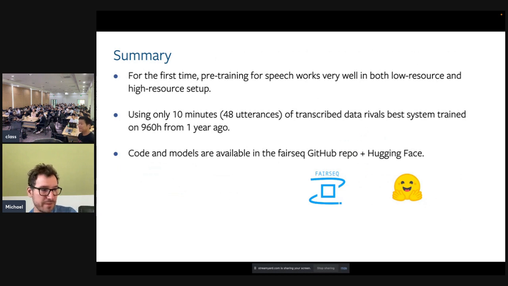And if you're interested in this, then you can find the code and the models on the Fairseq GitHub repository. It's also on Hugging Face. Just have a look for wav2vec and Fairseq or Hugging Face, and you will be able to find that. Yeah, maybe let me end here and take any questions that people may have.